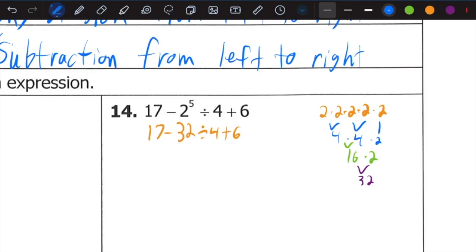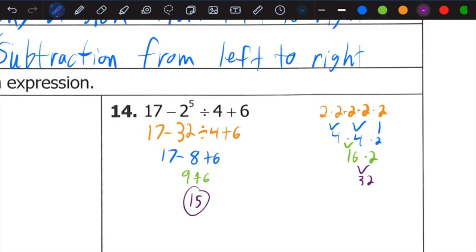Now I'll go ahead and do division, because that would come before subtraction and addition. So I have 17 minus 8, 32 divided by 4 would be 8, plus 6. From left to right, I have subtraction first. So 17 minus 8 is 9. So 9 plus 6 is all that's left. And that results in 15.